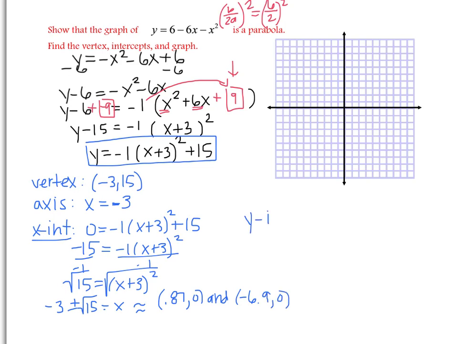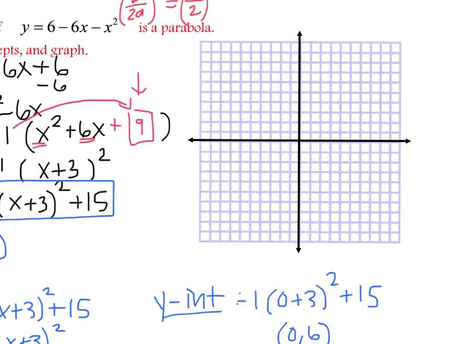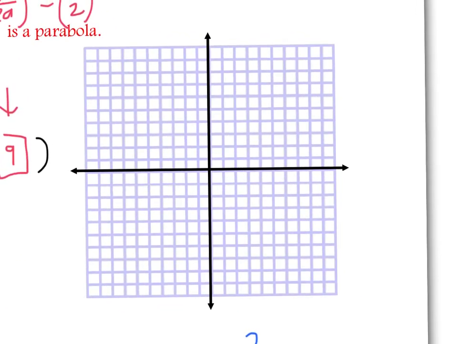Finally, our y-intercept we get by setting x equal to 0. So we have negative 1 times 0 plus 3 squared plus 15. So in this case, we're going to get 6. So we have the point 0, comma 6. So let's put all of that on the graph and then we'll decide what other convenient points we want to choose.